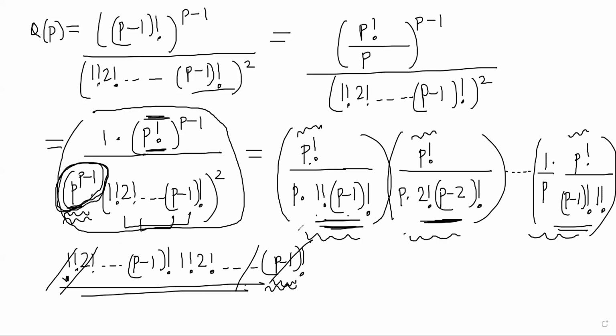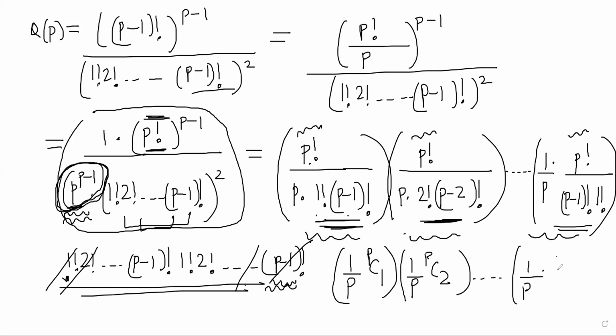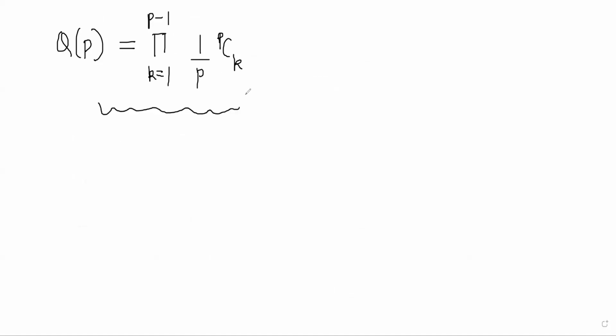What was the reason for doing this? Because now we can write this as pc1 times 1 over p, times pc2 times 1 over p, and so on, 1 over p here, and this is pc1 up to pc(p minus 1), right? So q of p, after a lot of simplification, has turned out to be pck times 1 over p, product from k goes from 1 to p minus 1, right? This is my q of p.